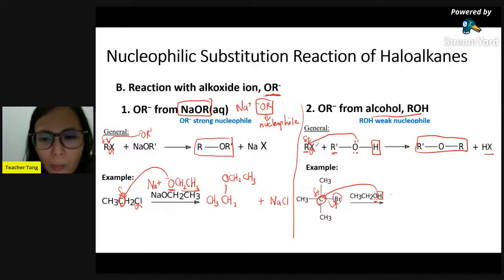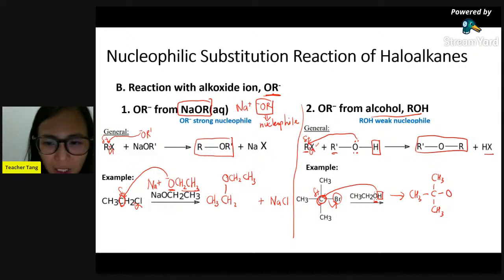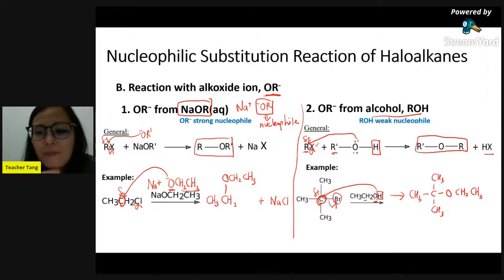So what will be your product? Again, this carbon is attacked by the oxygen, so it will connect to the oxygen. And then this oxygen is attached to CH2, CH3. So CH2 first, you write CH2, then only CH3. So this is your ether, and the byproduct will be HBr.